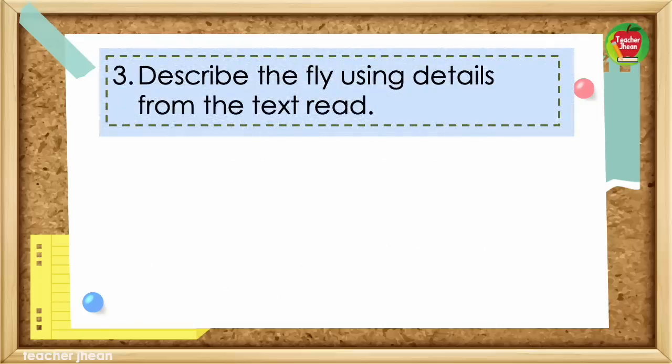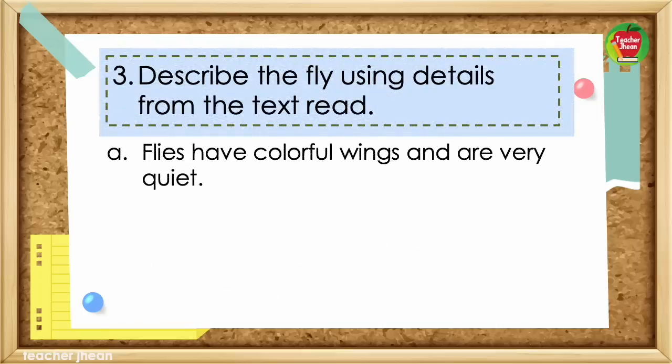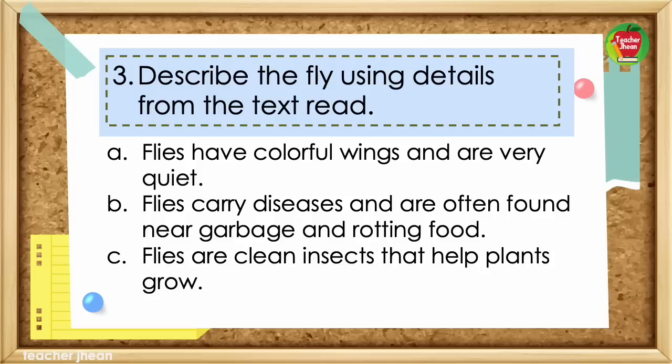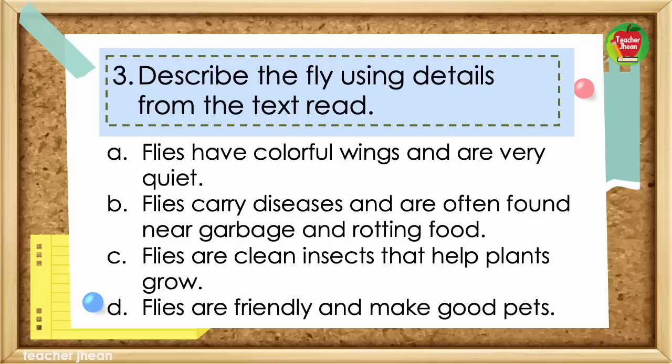Number 3. Describe the fly using details from the text read. A. Flies have colorful wings and are very quiet. B. Flies carry diseases and are often found near garbage and rotting food. C. Flies are clean insects that help plants grow. Or D. Flies are friendly and make good pets.